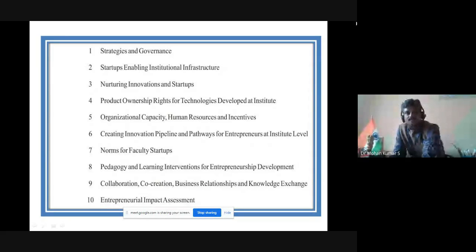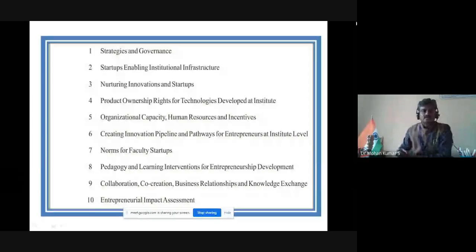See, even though the Institution's Innovation Cell, MHRD, has facilitated this startup policy, we can also generate our own startup policy, and our management, our principal, our innovation cell can facilitate a startup policy for faculty. So in this area also we can concentrate, and pedagogy and learning interventions for entrepreneurship development, we need to concentrate on, and collaboration, co-creation, business relationships and knowledge exchange areas also we need to focus on, and entrepreneurial impact assessment also we need to concentrate on.